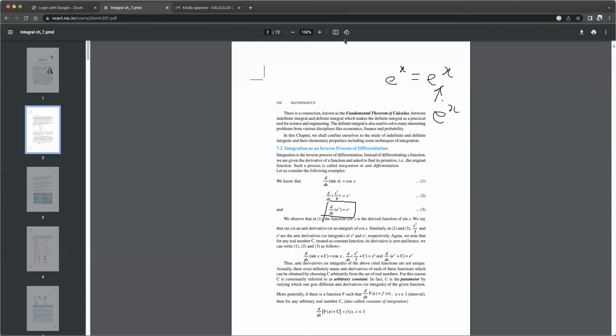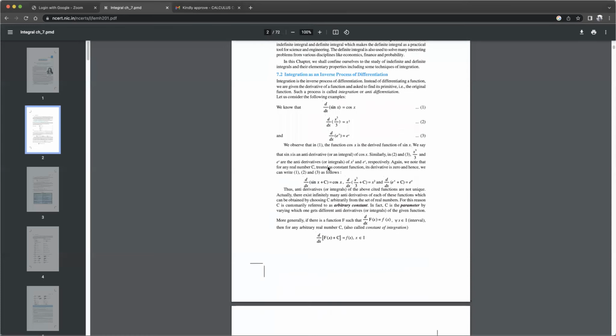So essentially that was what integration as an inverse process of differentiation is. Now let's read what this says here down in NCERT. It says that we observe in the first equation, which is the differentiation of sine x is equal to cos x, the function cos x is the derived function of sine x. We say that sine x is an antiderivative or an integral of cos x.